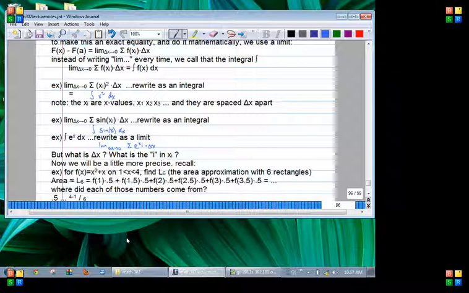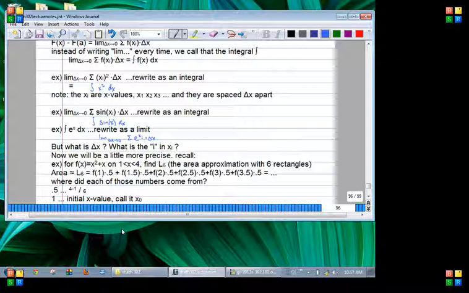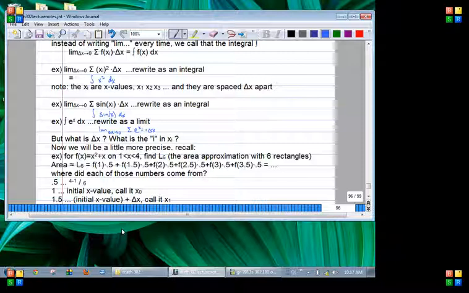So we got f of 1. Where did that 1 come from? Exactly, it's the initial value. The initial x value, I'm going to call that x0. Then where did the 1.5 come from? Right, and how do you get the next one? It's that plus delta x. So x1 is going to be the initial x value plus delta x.